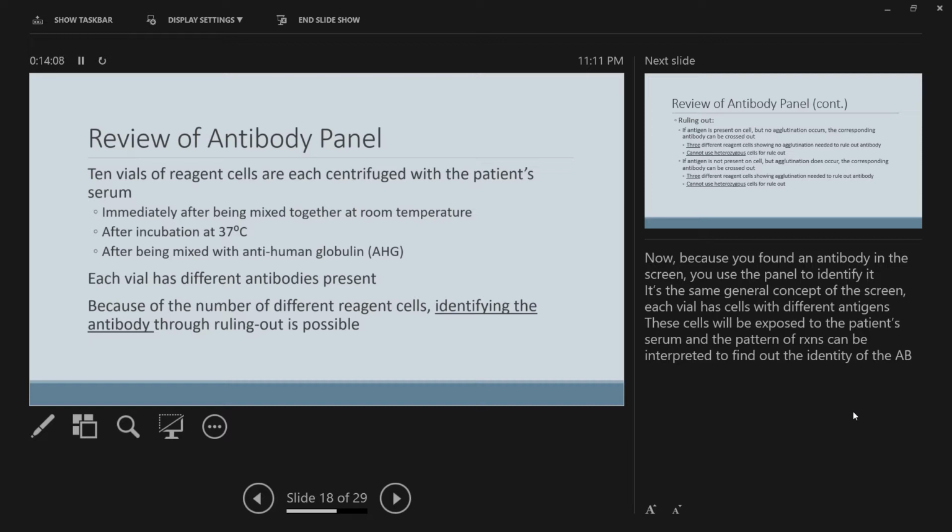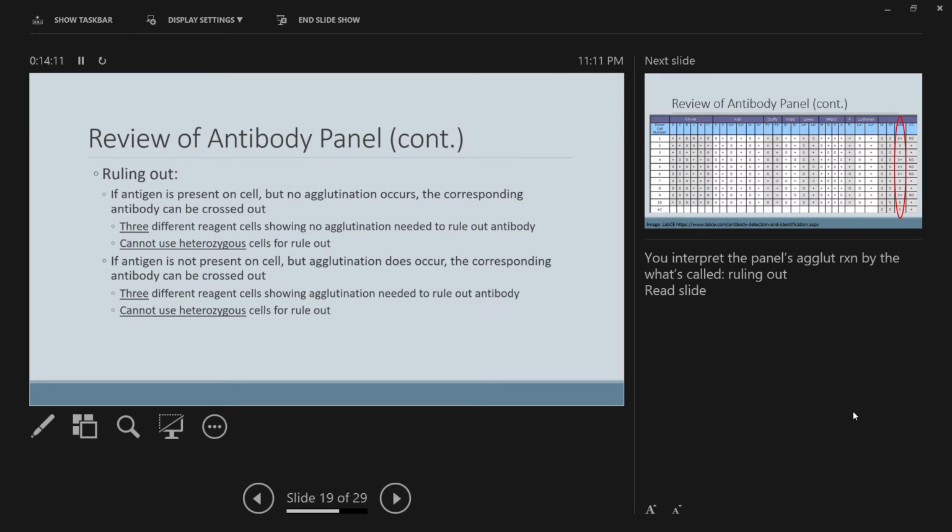And you identify the antibody present by using the ruling out procedure. So you rule out in two different ways. If the antigen is present on one of the panel cells, but no agglutination occurs, the corresponding antibody can be ruled out or crossed out. But you need 3 different reagent cells showing no agglutination in order to rule out the antibody. And remember, you cannot use heterozygous cells for the rule out.